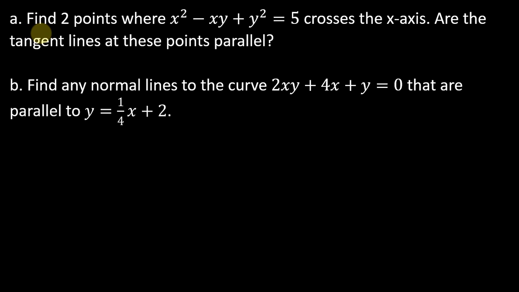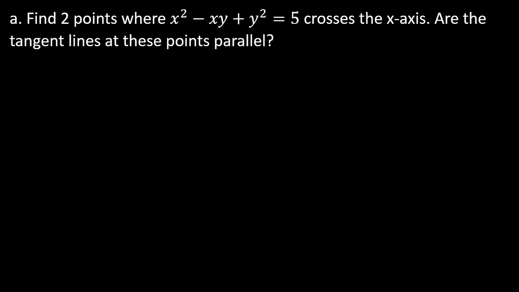In this first example, it says find 2 points where x squared minus xy plus y squared equals 5 crosses the x-axis. Are the tangent lines at these points parallel? So this is one question. And then the other one, find any normal lines to the curve 2xy plus 4x plus y equals 0 that are parallel to y equals 1/4 x plus 2.